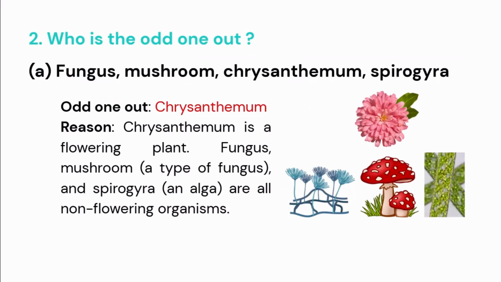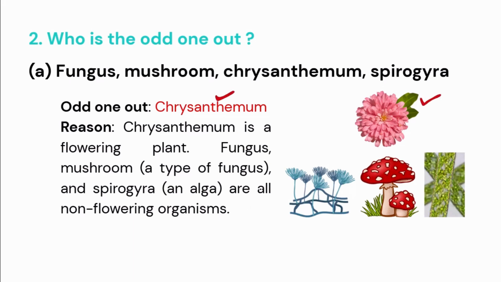Who is the odd one out? We have to find it. They have given four examples of animals or plants. We can call them organisms, and we have to find the odd one out from the group. First of all, the group given is fungus, mushroom, chrysanthemum, and spirogyra. The odd one out is chrysanthemum. What is chrysanthemum? Chrysanthemum is a flower.